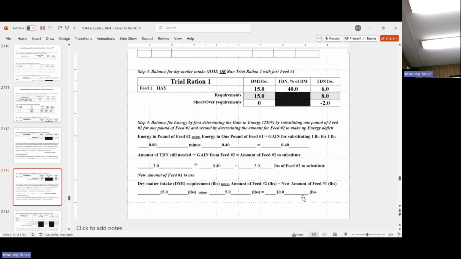So how do I get that 6 pounds of TDN? Just like we did over there. 15 pounds of dry matter intake times 0.4 is going to give us 6 pounds of TDN. Where do I get the 8 from?